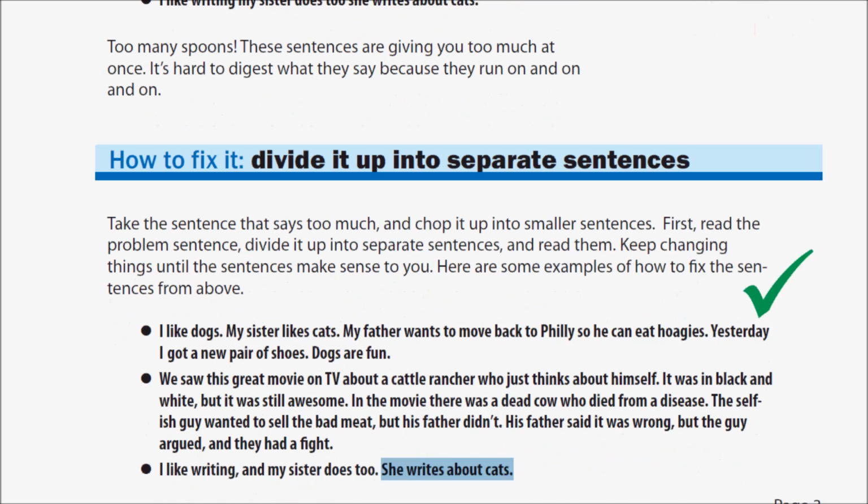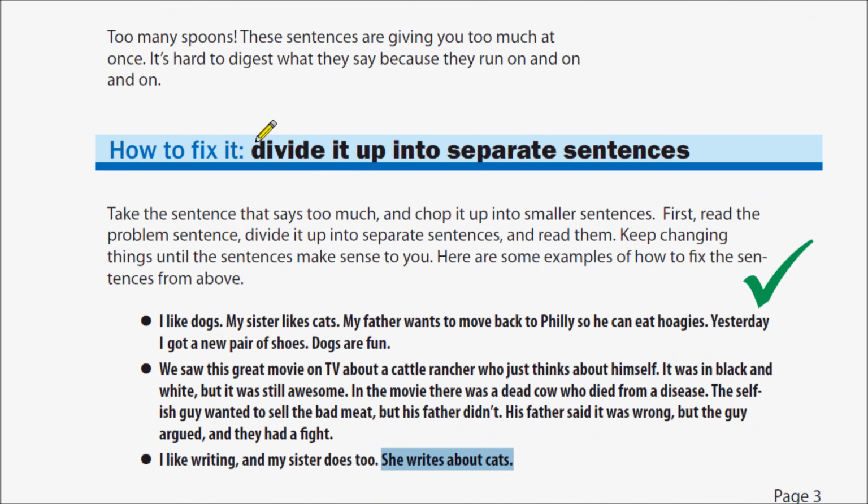Sometimes you have to divide it up, but sometimes you have to add words too. Like, I like writing, comma, and my sister does too. She writes about cats. So just read these examples, and you'll sort of get the gist of it. And again, this isn't going to happen overnight. You have to practice and practice, and work with your teacher so that your teacher can help you understand good ways to separate run-on sentences into individual, easy-to-read, logical sentences.